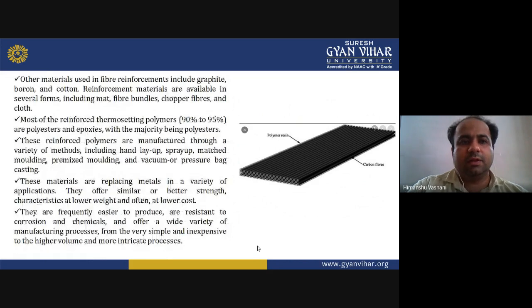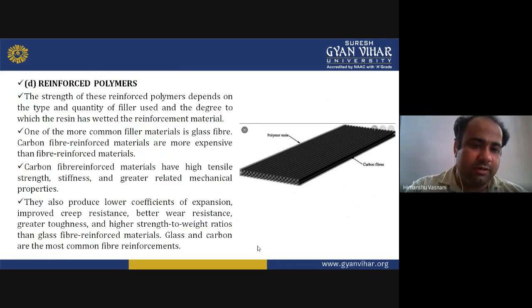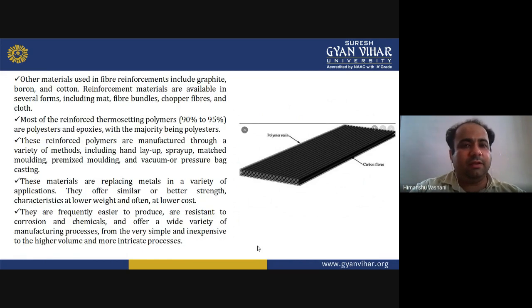Other materials used in fiber reinforcements include graphite, boron, and cotton. Reinforcement materials are available in several forms, including mat, bundles, chopped fibers, and cloth. All these forms are viable because of the various features we discussed in the last part of this material. So you can see that these reinforced materials are available in several forms, including mat, fiber bundles, chopped fibers, and cloth.